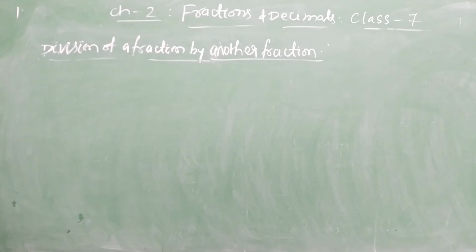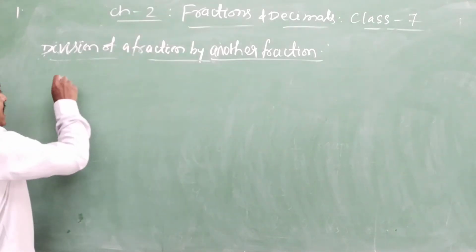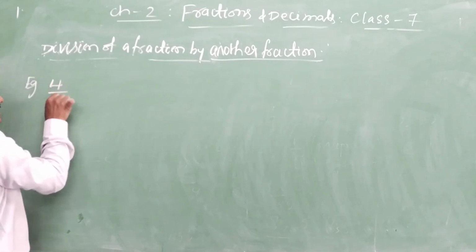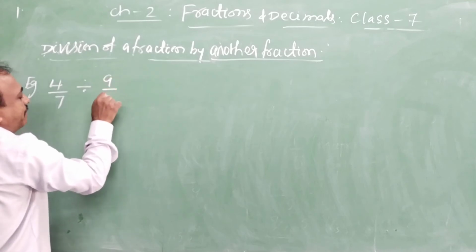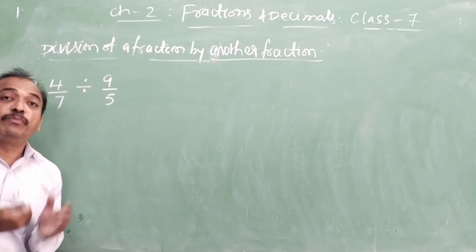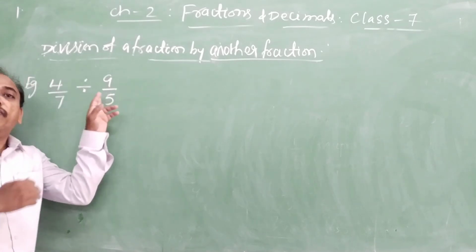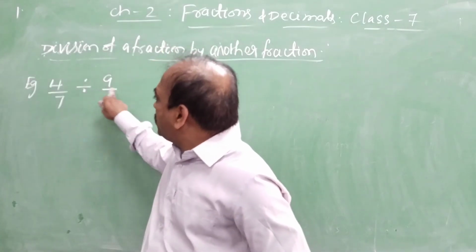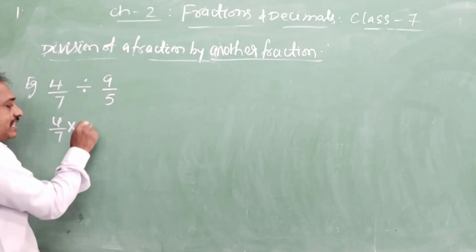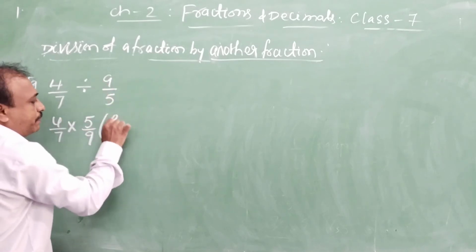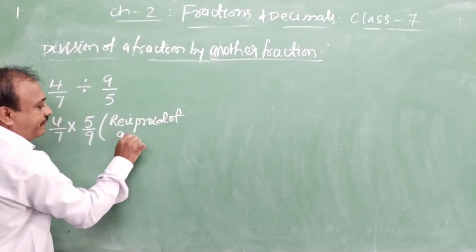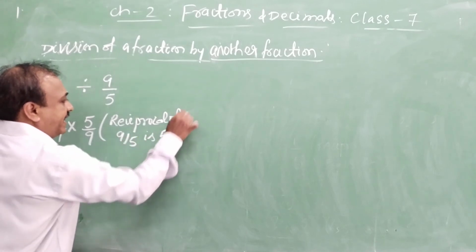Let us see now one or two examples of division of a fraction by another fraction. Like, for example, 4 by 7 divided by 9 by 5. Which is the divisor here? The second fraction. For this we take the reciprocal. So 4 by 7 into the reciprocal of 9 by 5, which is 5 by 9.